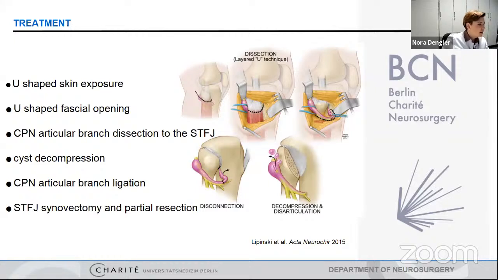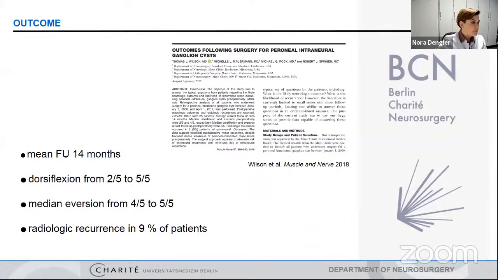I think this is a classic interpretation, a classic treatment that most neurosurgeons perform. But what the Mayo group somewhat not invented, but propagated, is that the partial resection of the joint needs to be performed combined with the synovectomy to somewhat cure the reason why the articular branch always fills with the articular fluids. So the outcome that they reported is quite okay.